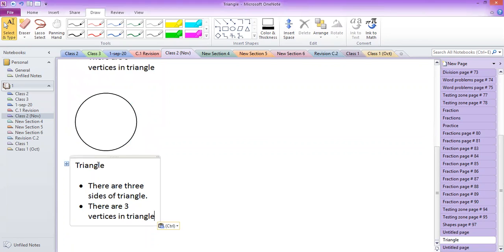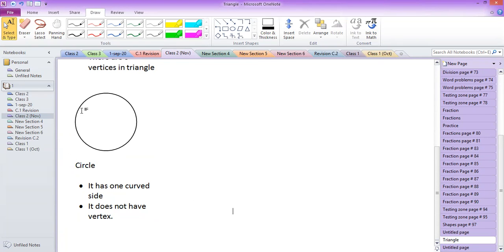It is a circle, and there is only one curved side. I can write it has one curved side, and it does not have a vertex.